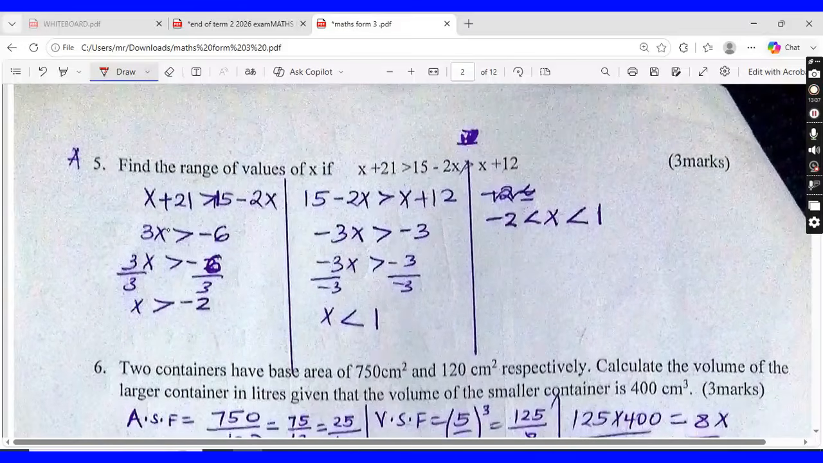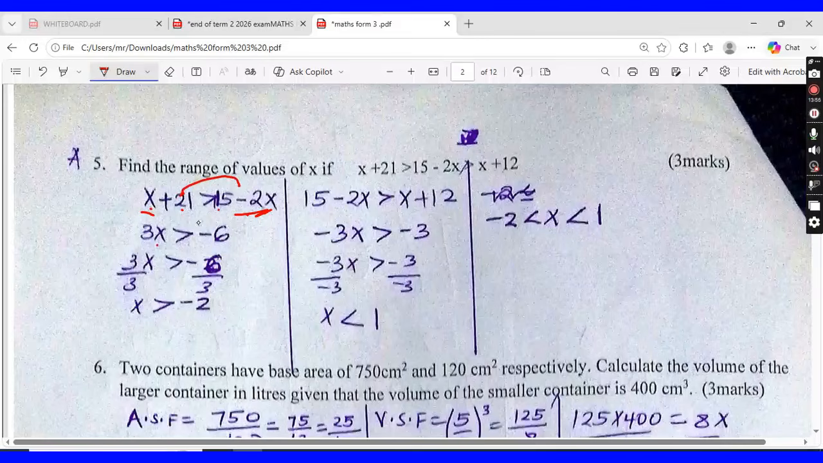So I have combined x plus 21 is greater than 15 minus this. After that, you put like terms together. So bring this here to the left side. We have 2x plus x, which is 3x. Then bring 21 to the right side.